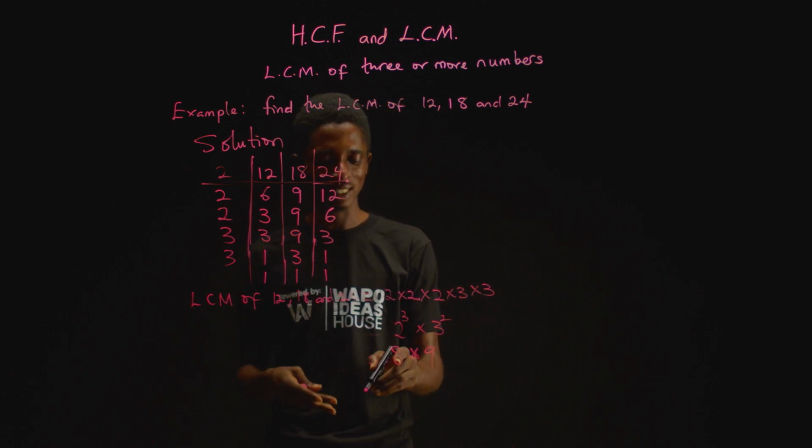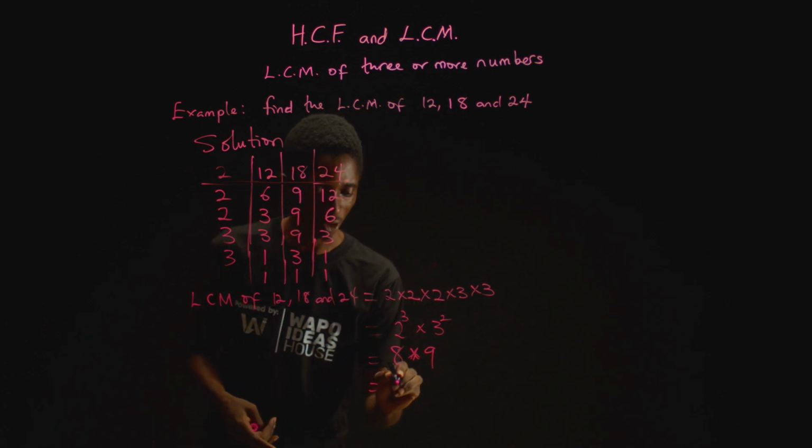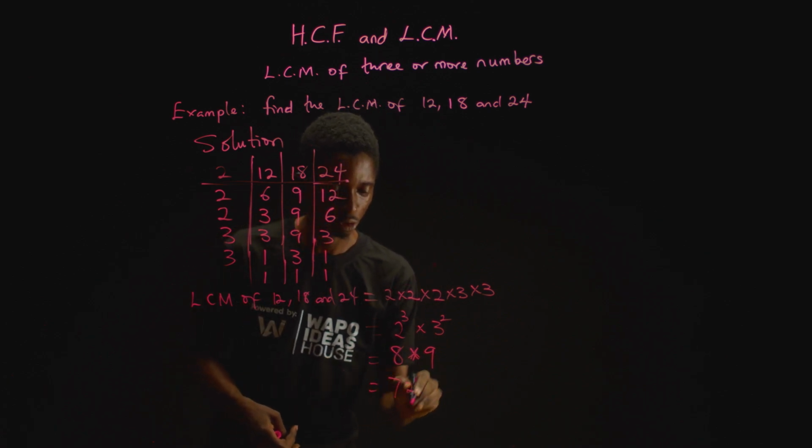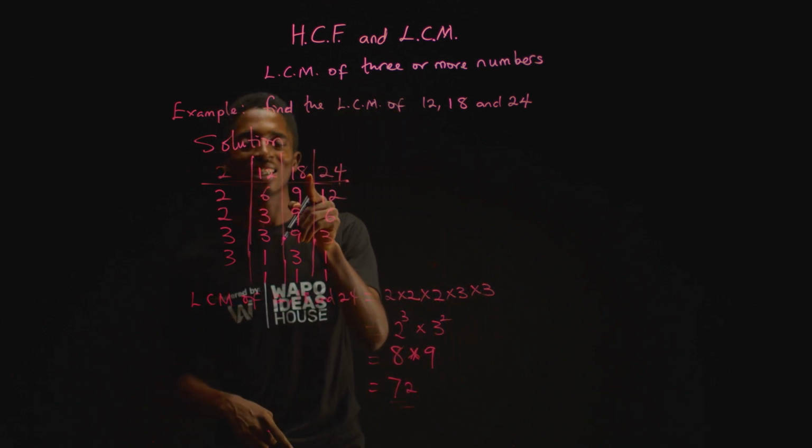Now what do you get as 8 multiplied by 9? That will give us 72. And that is the LCM of 12, 18, and 24.